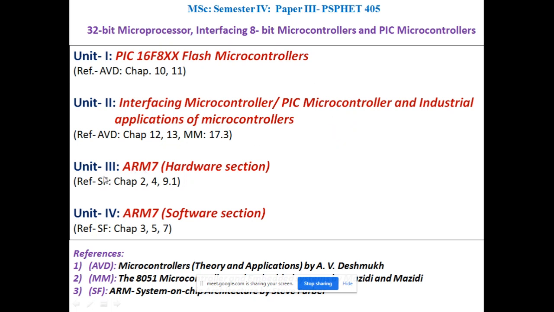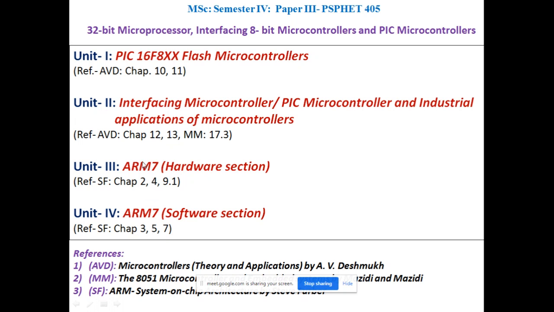Then in unit 3 and 4, we are going to get introduced with the microprocessor, which is a 32-bit microprocessor called as ARM processor. We are going to study ARM7 microprocessor, which is a 32-bit microprocessor. In unit 3, we will study the hardware section. We will study the actual chip IC and its internal architecture, and in the next unit, unit 4, we will study the programming of this microprocessor.